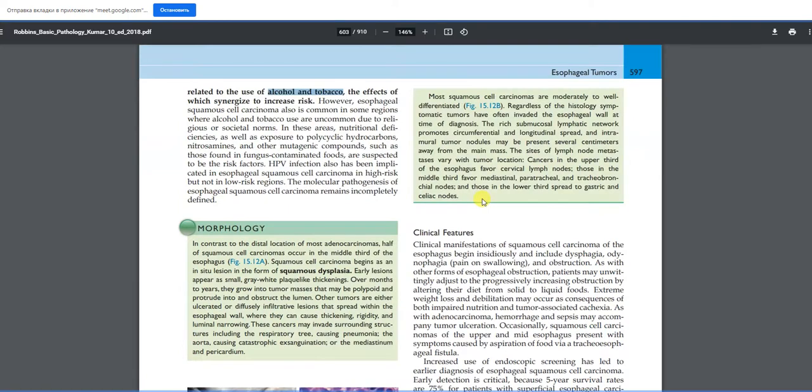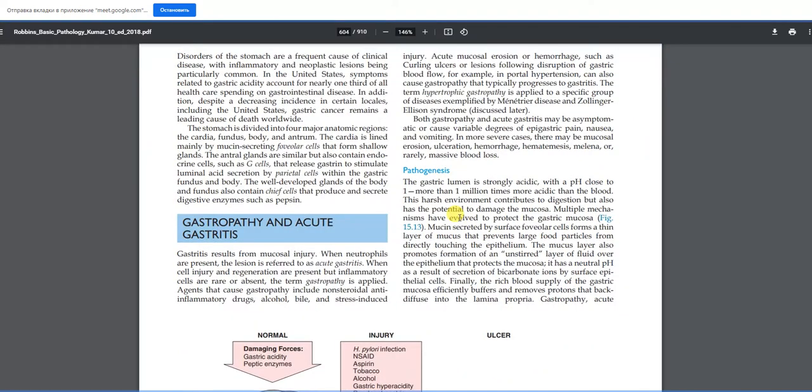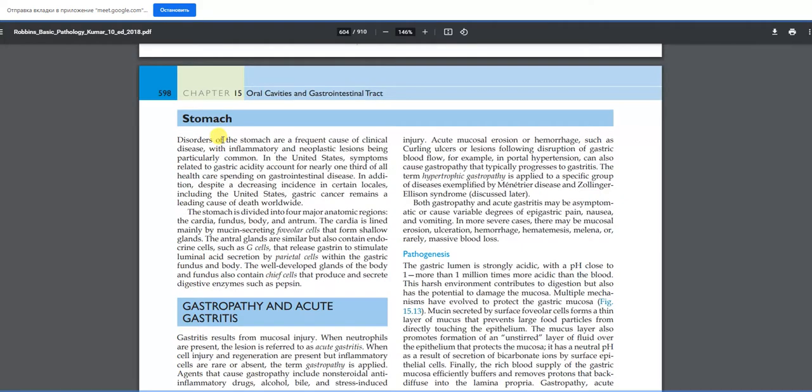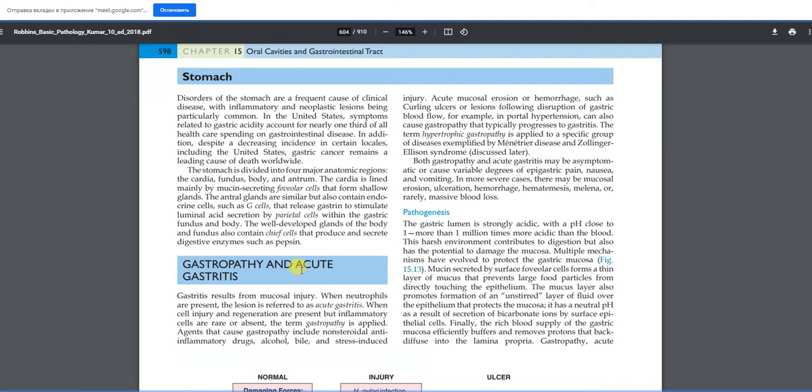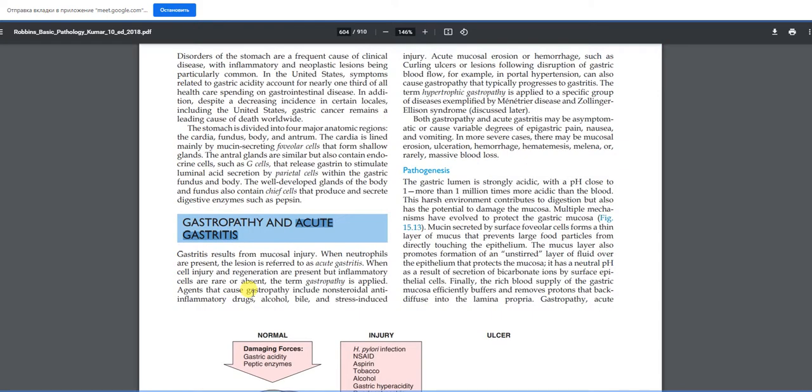Okay, let's continue with the stomach, the most important part, and we have 20 minutes for it. Stomach, disorders of stomach. First of all, let's discuss acute gastritis or gastropathy. So gastritis, you might have heard about acute gastritis from a lot of persons, and most students have gastritis, acute gastritis or chronic gastritis.